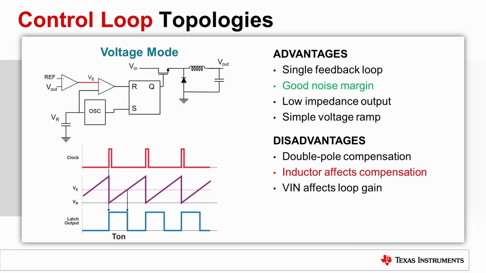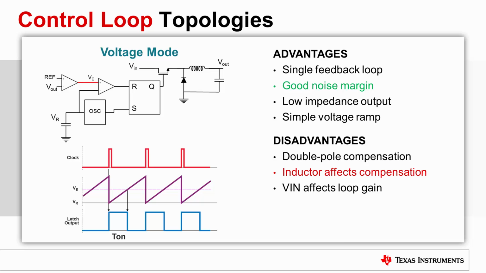Because the ramp is simple and has a large magnitude, voltage mode control typically has better noise immunity than hysteretic and current mode control. However, challenges do exist with this control scheme. The inductor factors into the compensation network, which creates a double pole at low frequencies due to the LC filter. With the ever-growing popularity of low-cost ceramic capacitors, the compensation exercise becomes tedious.